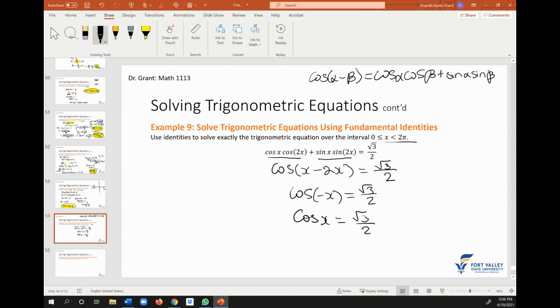Now we're trying to figure out what value of x will give us root 3 over 2. Thinking of a unit circle, only 2 x values give us this, and that will be pi over 6 and 11 pi over 6, only 2 x values within 0 and 2 pi. So these are our solutions.